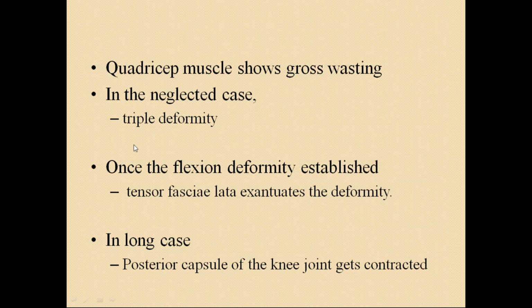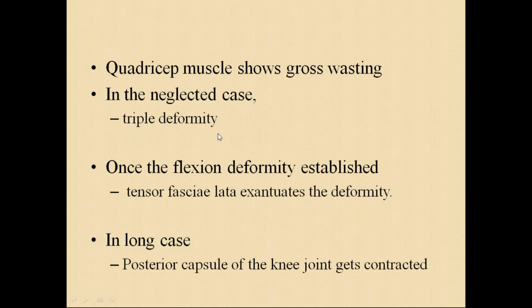So this is known as triple deformity, and we will see the posterior subluxation of the knee joint. So in triple deformity, we will see flexion at the knee joint, posterior dislocation of the knee joint, and external rotation of the knee joint. So this is typical.